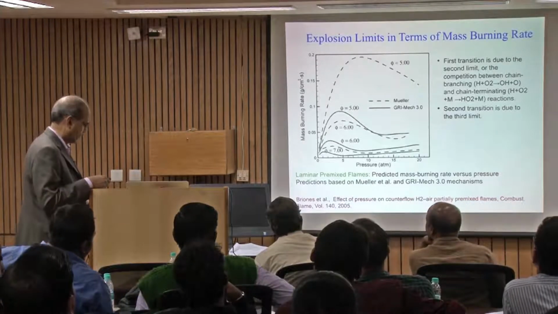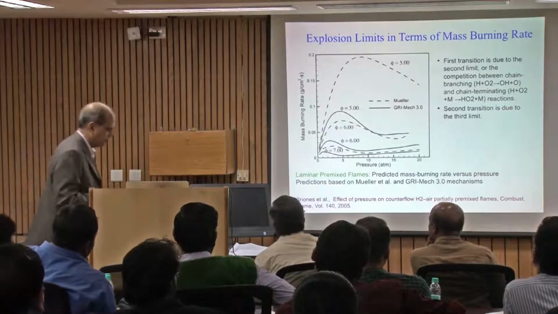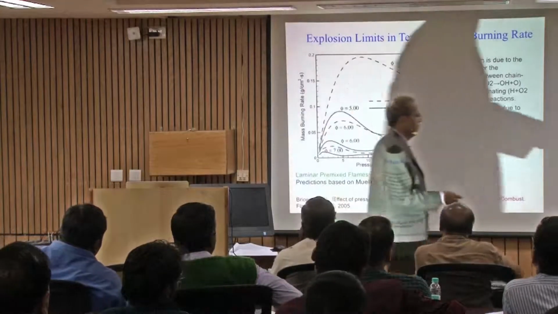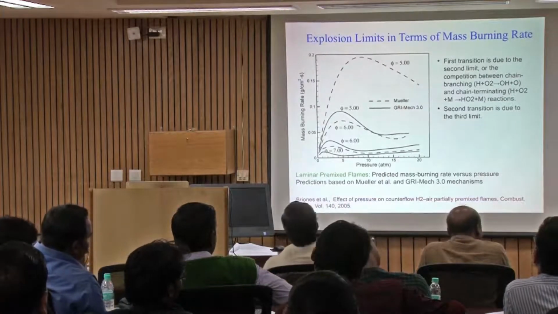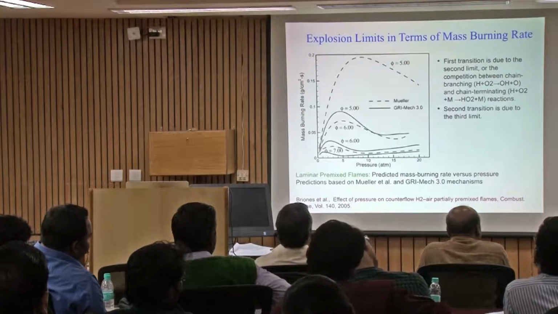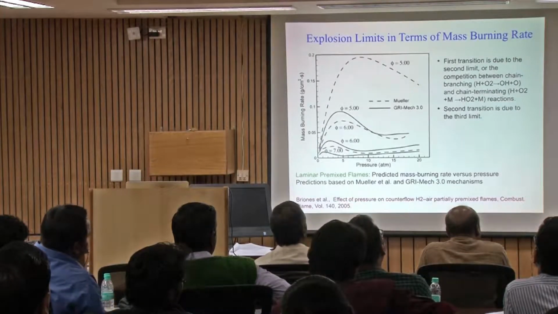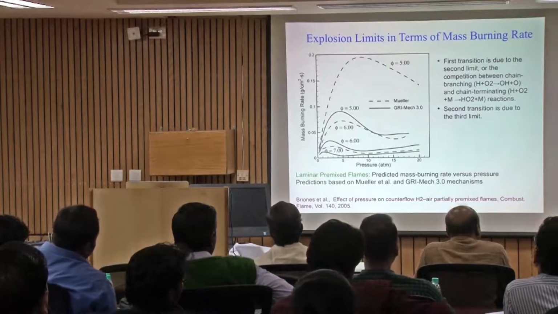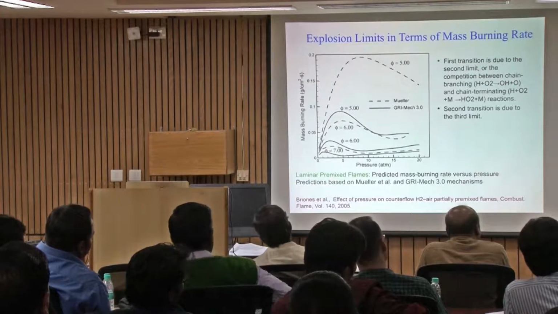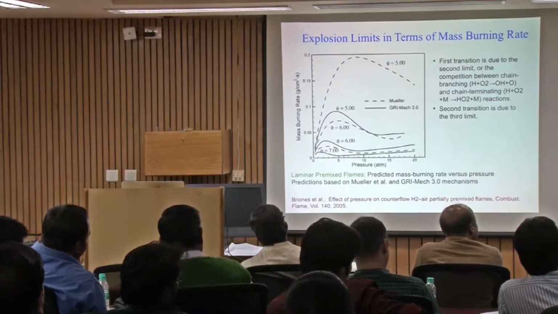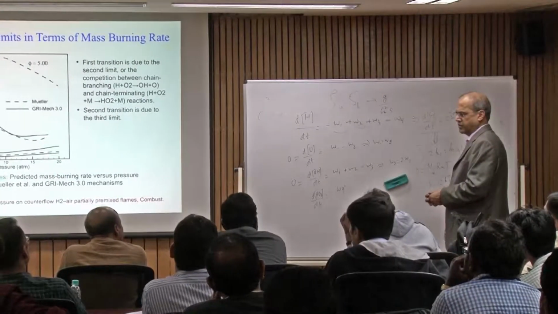Yeah. Mass burning rate is equal to laminar flame velocity, sir? Yeah, it's proportional to that. It's actually the density of the unburnt mixture, the cold mixture, times the laminar flame speed. So the units will be gram per centimeter square per second. So laminar velocity will be maximum at equivalence ratio 1. Yeah, near 1. Yeah, sure.